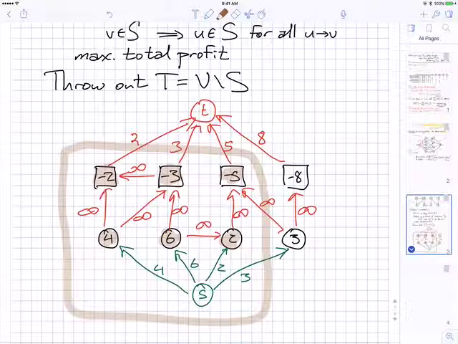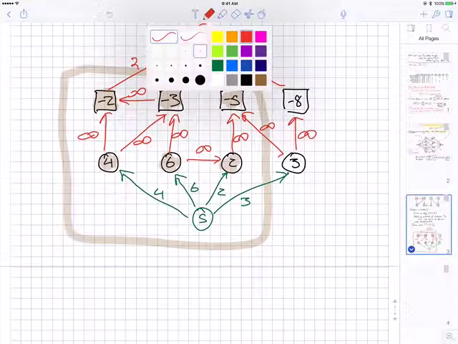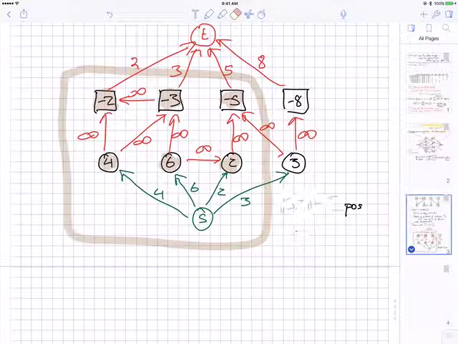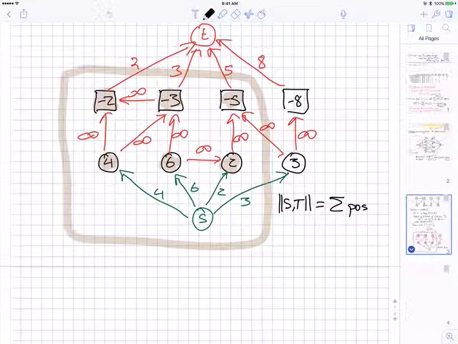Okay. So for any cut, the capacity of that cut is equal to the sum of all the positive costs minus the actual profit. So if I'm going to maximize actual profit, that's the same as minimizing the cost of the cut. Okay. So interestingly, we don't need to compute the flow at all.